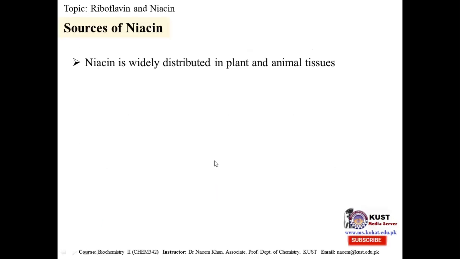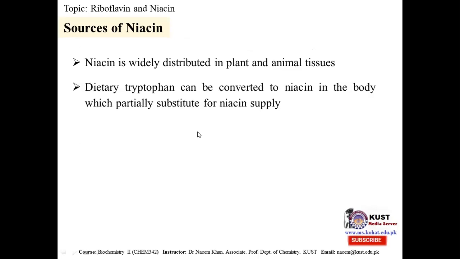Important sources of niacin or vitamin B3. It is widely distributed in plant and animal tissues. Actually, tryptophan, an important amino acid which we take in our food, can be converted to niacin in the body, which partially substitutes for niacin supply. So we must know that if tryptophan is lavishly taken in the food, part of the niacin, or nicotinic acid, is supplied that way.